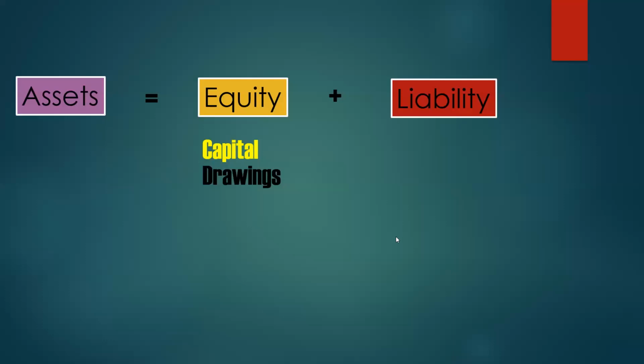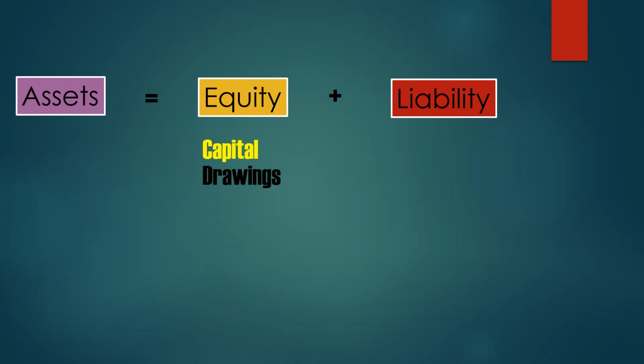Now, the accounting equation states assets equals equity plus liability. In this equation, furniture, vehicle, cash balance, bank balance, and stocks are assets. Capital and drawings are equity. Bank loan and creditors are liabilities.